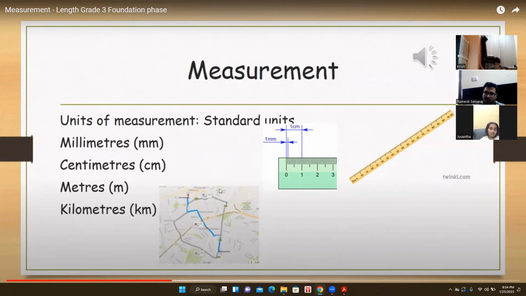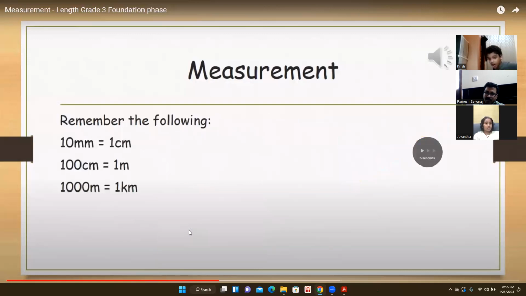If you see here, millimeter, centimeter, meter, and kilometer. Kilometer is for far off places; we'll be using kilometers to measure those. See here, 10 mm is 1 centimeter, 100 centimeter is 1 meter, 1000 meter is 1 kilometer. Remember the following. So this is the one you need.